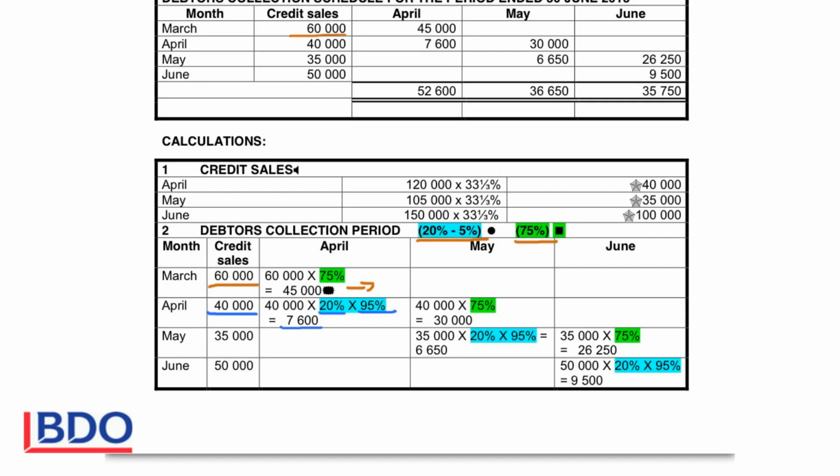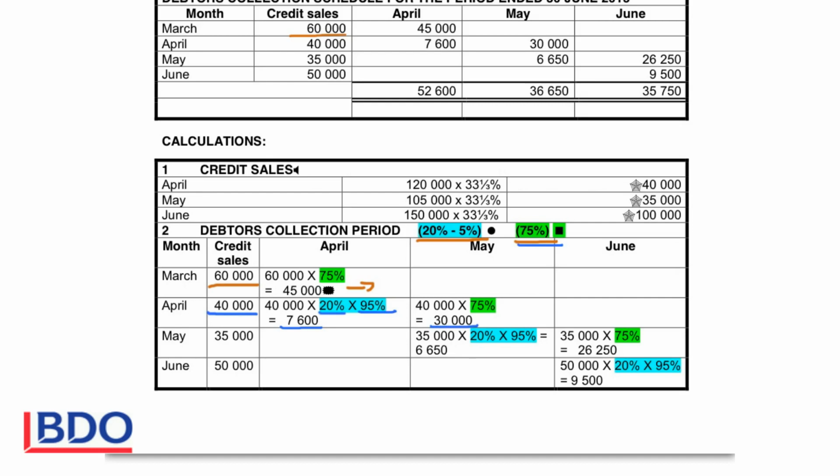If I want to determine how much money will be received during May, it means the month following April, we will receive 75%. So I will use the 40,000 times 75%, and that will give me 30,000 during May.